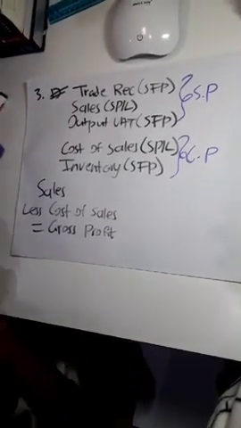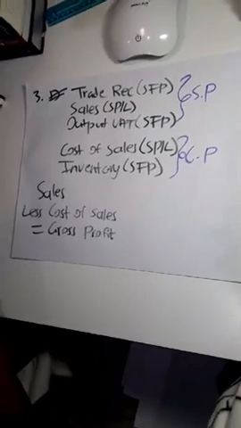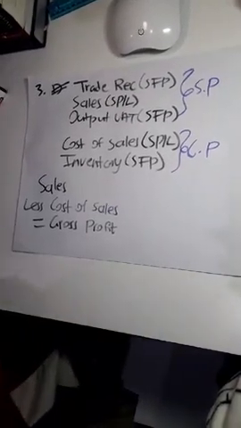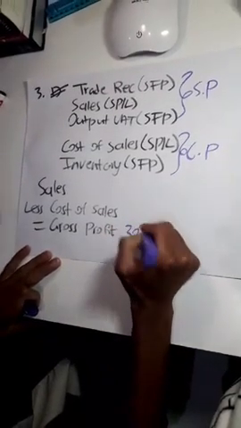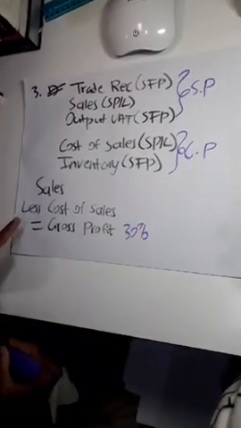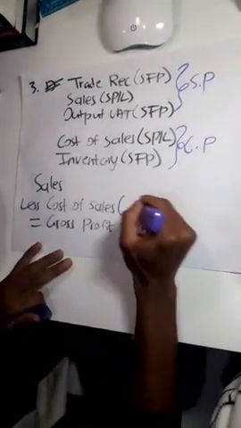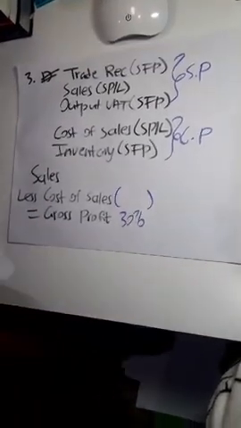Okay, and then you start by writing what's given. So we are given a gross profit of 30%. So it means my gross profit will be 30%, right? Now, the fact that I said less cost of sales, it means my answer here should be in brackets, right?